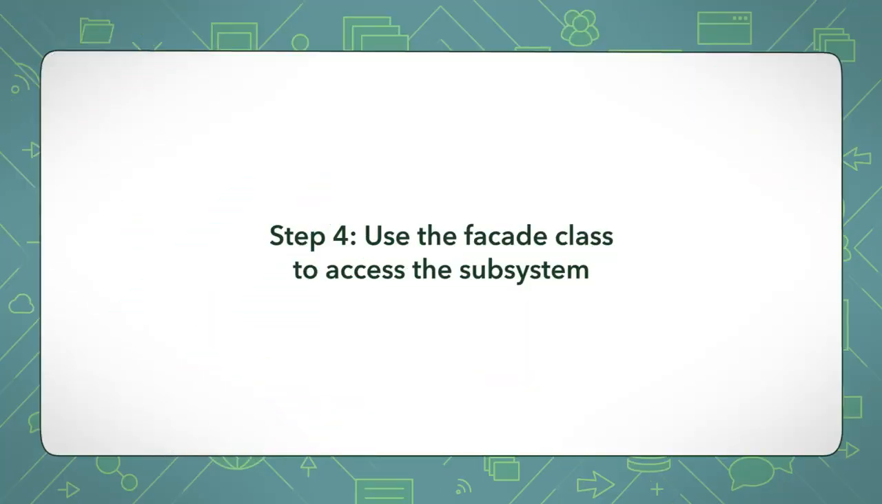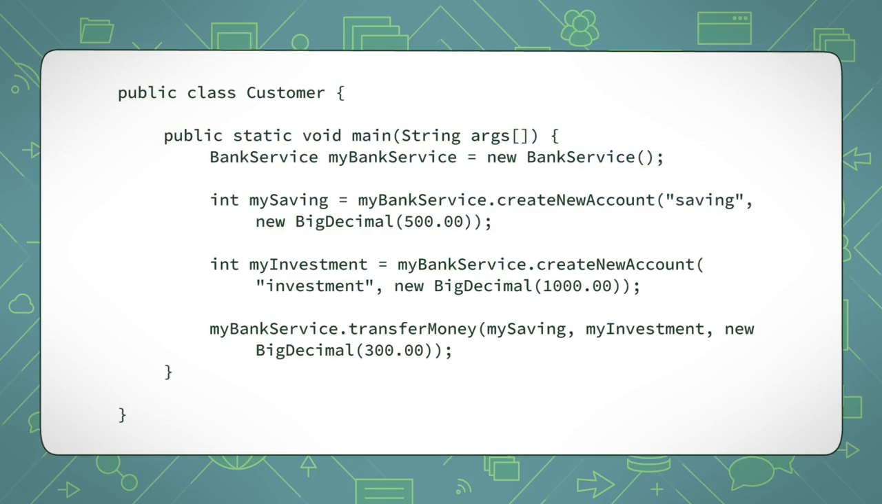Step 4. Use the facade class to access the subsystem. Client classes can access the functionalities of the different accounts through the methods of the bank service class. The bank service class will tell the client what type of actions it will allow the client to call upon, and then will delegate that action to the appropriate account objects.